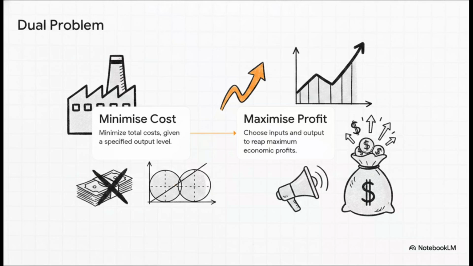To achieve that maximum profit, academics love to talk about something called constrained optimization, or the dual problem of the firm. But as a business manager, you can just think of this as a simple two-step business strategy. Step 1, minimize your costs. You have to look at your isoquants and select the absolute cheapest combination of labor and capital for your target output. Basically, stop wasting money. Step 2, maximize your profit. Once you're producing efficiently, you choose the overall output level where the money coming in exceeds the money going out by the largest possible margin.